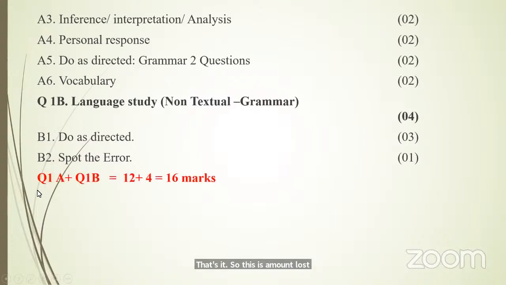Is it clear to you? So first question total, it's for 16 marks, 12 marks for A, that is first A, and first B for 4 marks. So is this clear to you? You can give the reactions. Yes.